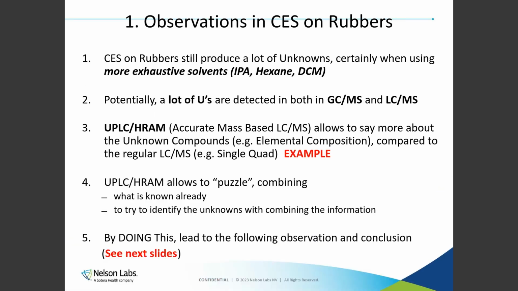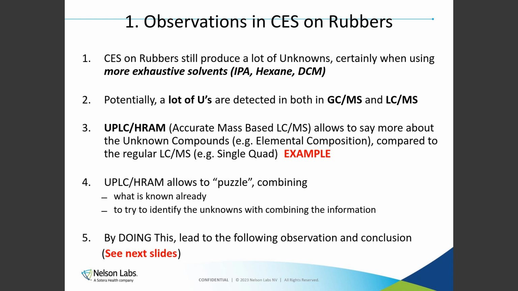What did we see in controlled extraction studies on rubber material? There are still a lot of unknown compounds. The stronger the extraction solvents, the more of those unknown compounds can be expected. If you see those unknowns in a chromatogram or an extraction profile, you already know you have problems if you try to do a toxicological assessment on those compounds.